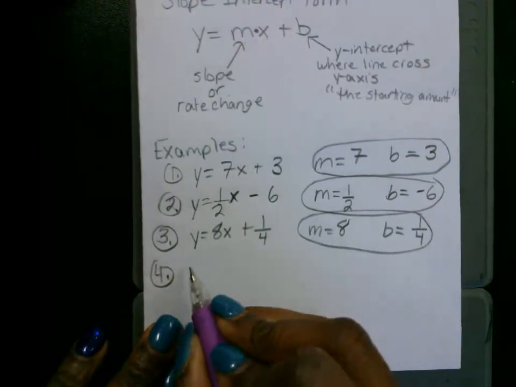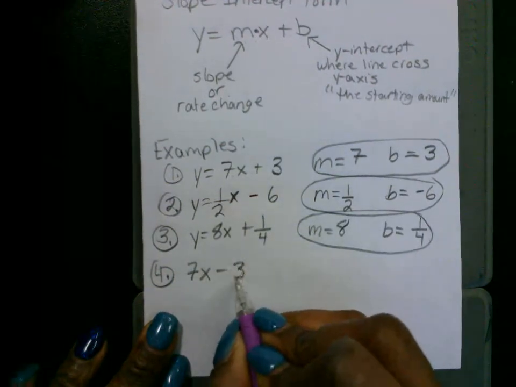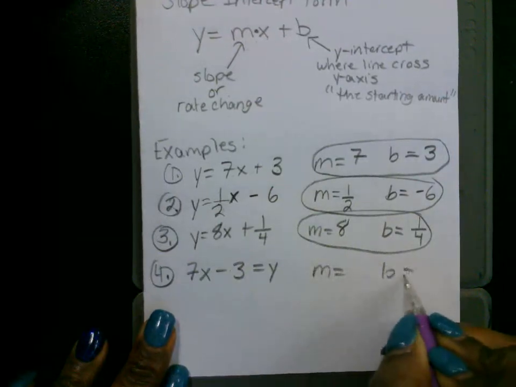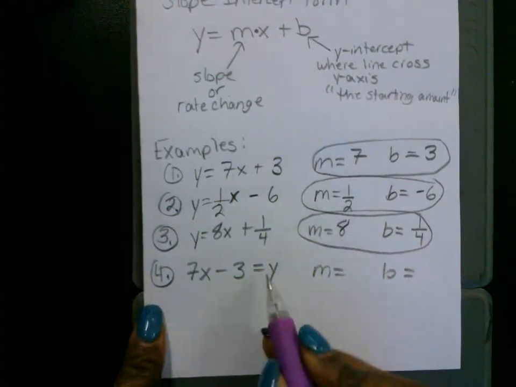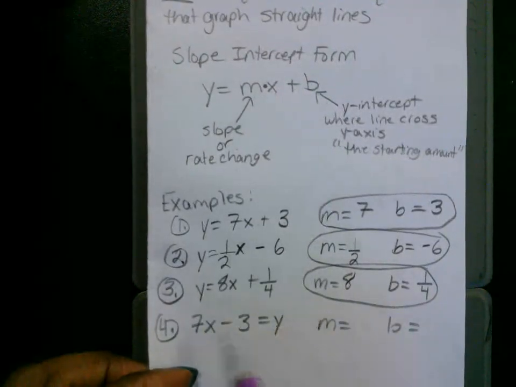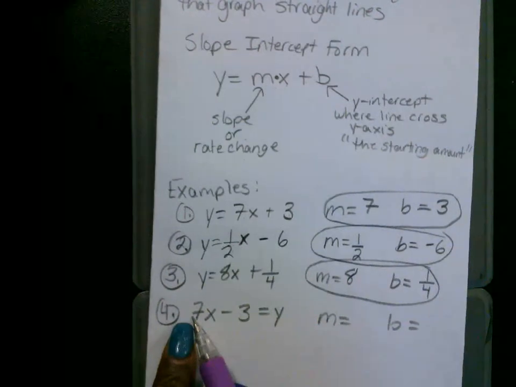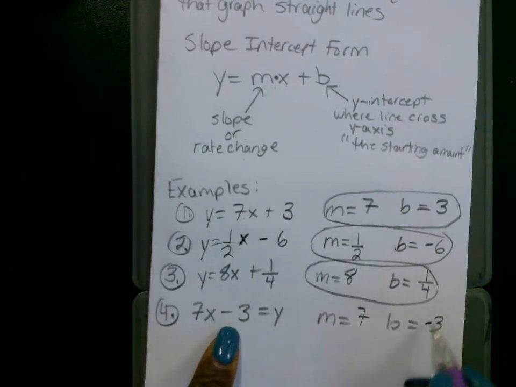Okay, so now what about this? I have 7x minus 3 is equal to y. Which one's going to be my m? Which one's going to be my b? Pause. All right, so look. This is still written in slope-intercept form. It's just backwards. Y is still by itself. You got mx plus b. My m is the number that's attached to the x. That's 7. My b is negative 3.